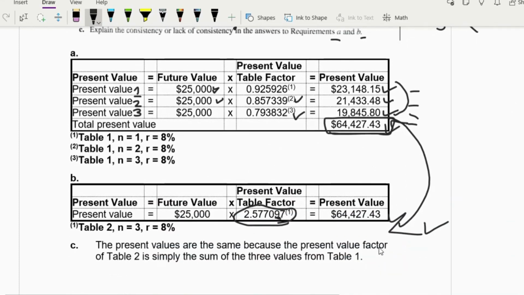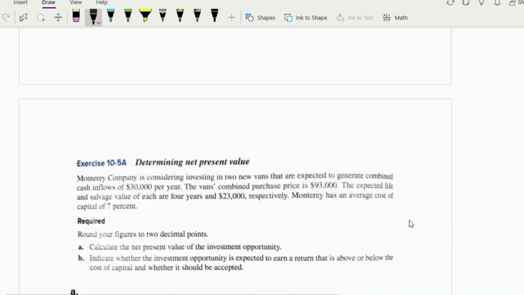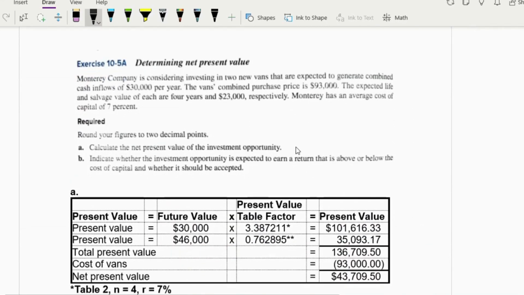And why are both of them the same? Because here I use the broken factor, 3 different factors, and when I add these 3 factors, I will get this combined factor which I can find from the annuity table. So one time this factor, if I multiply it with the future value, I get the whole result of annuity, right? Let's move on towards exercise number 10-5.